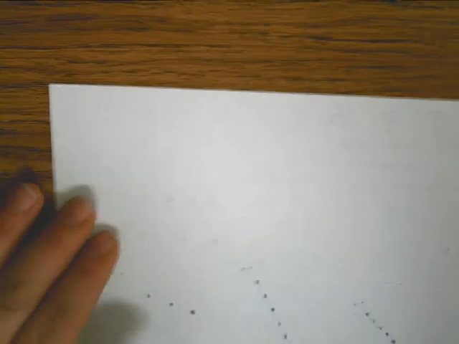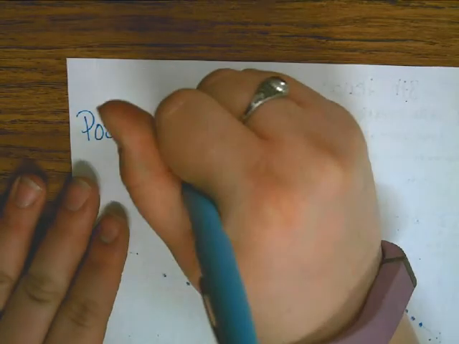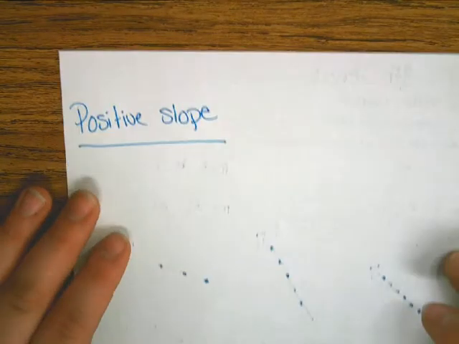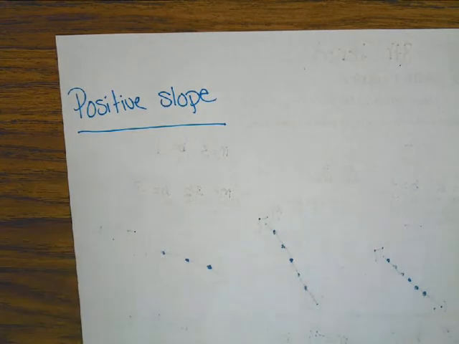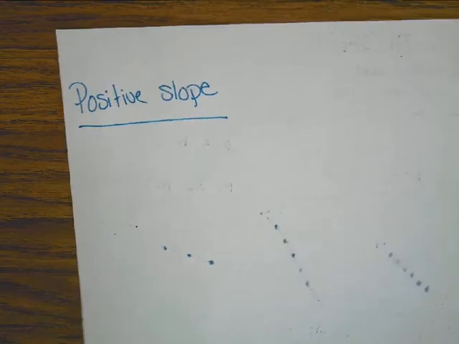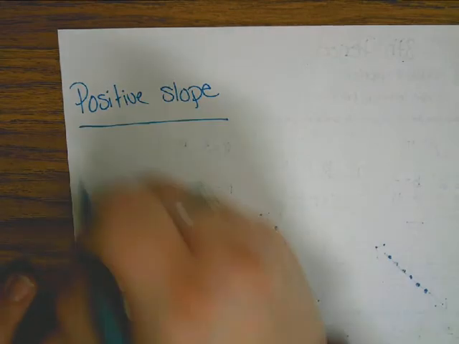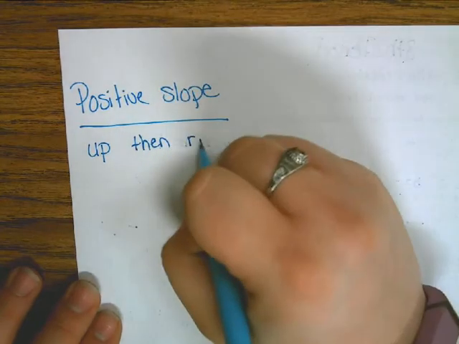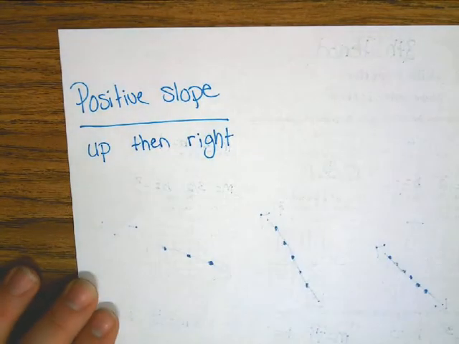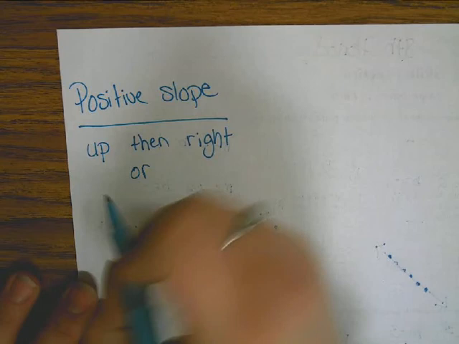Did we take notes yesterday? Yep. So if I have a positive slope, which direction do I go first? I go up, then what? Up, then right. So if I have a positive slope, I go up, then right. Okay? I could also go down, then left.